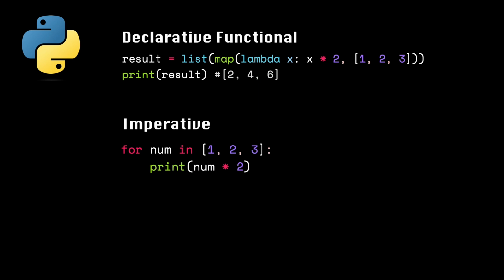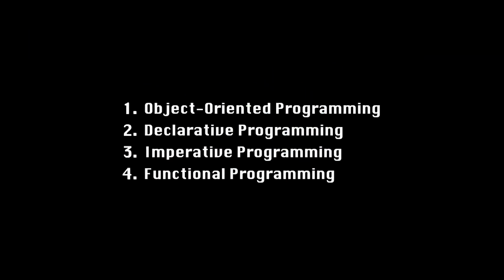In functional programming, you describe what you want to achieve by specifying the relationships and transformations between data, rather than describing the specific steps to perform. Once you understand how to read declarative code, it is often much cleaner and easier to write. So, in this video, we have learned about the four programming paradigms. I hope that this has given you a good introduction and has helped you.